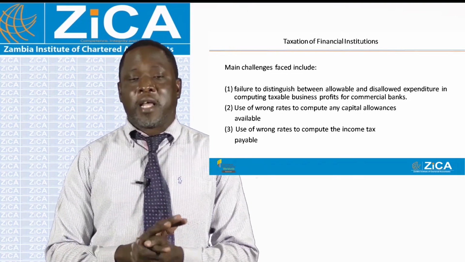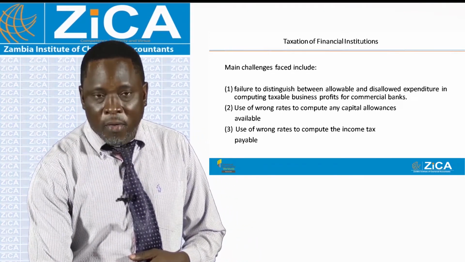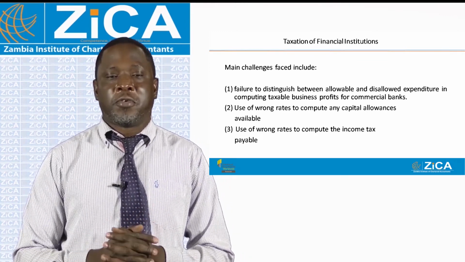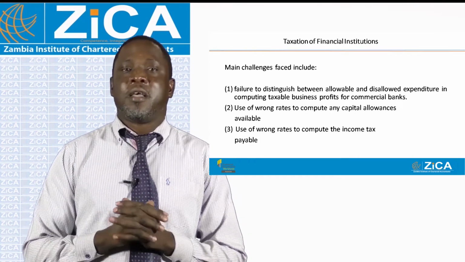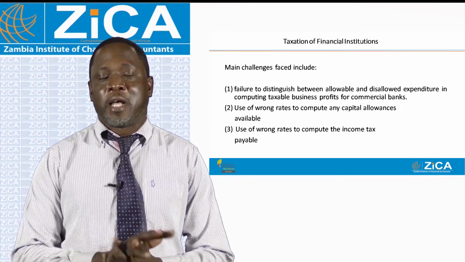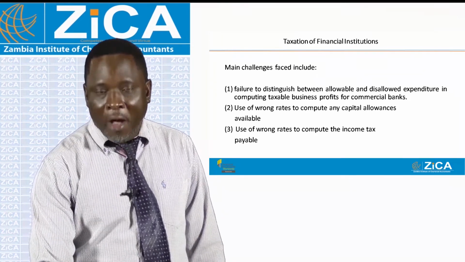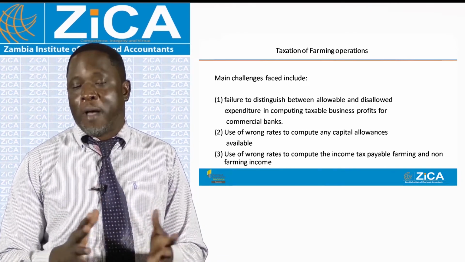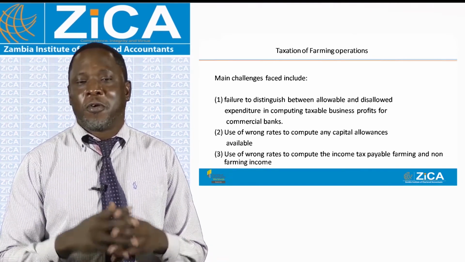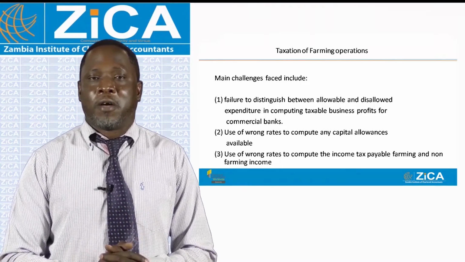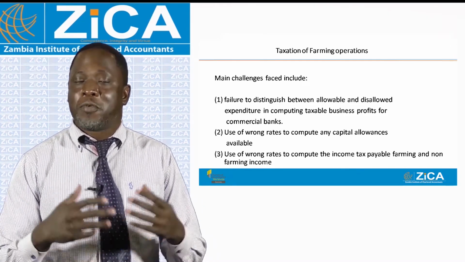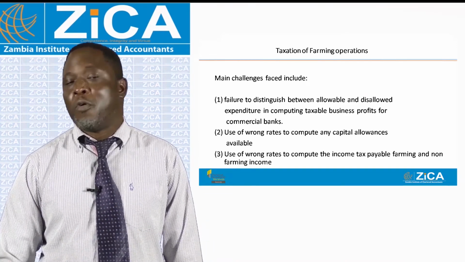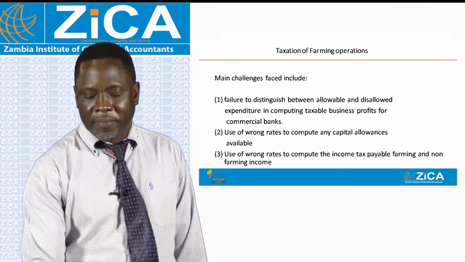Okay, in fact, those are the main challenges as far as computing taxable profits for financial institutions. So those are the main challenges which students normally face when dealing with taxation of financial institutions. Now, the same challenges are repeated when dealing with taxation of farming operations. Students will still fail to distinguish between allowable and disallowed expenditure, using wrong rates to compute capital allowances, and use of wrong rates to compute the income tax payable, both by companies as well as individuals.